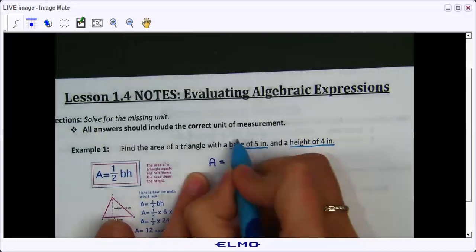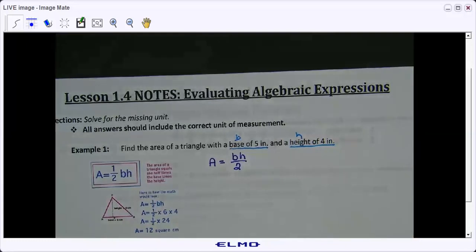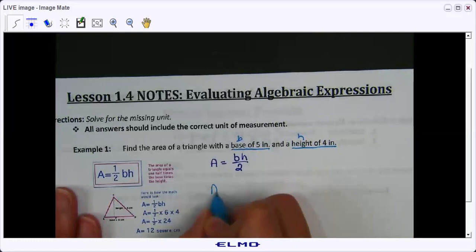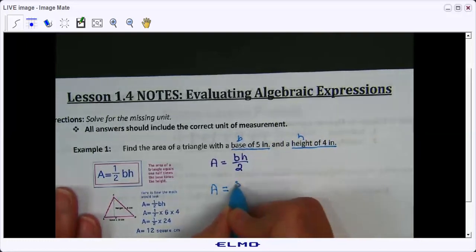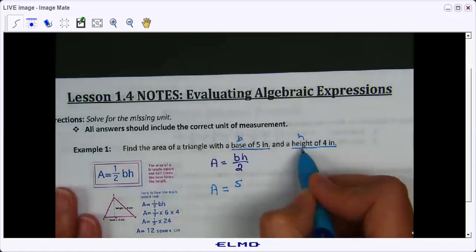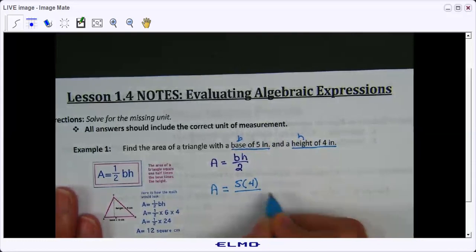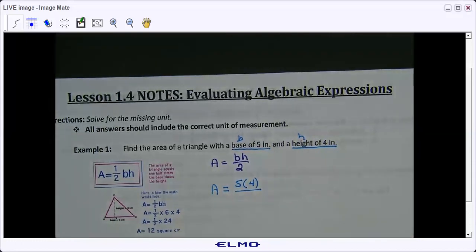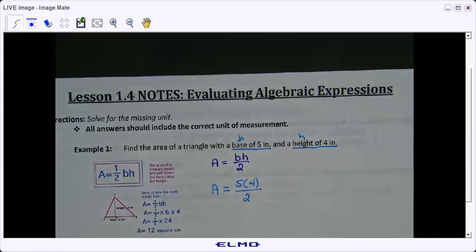So my base is B, my height is H. I'm just going to plug in those values into the formula. So I now have area equals base, which they give me as 5, times height, which they give me as 4, and we have to multiply those together. And then I'm going to take my base times my height, and I'm going to divide it by 2. So step 1, write out your formula. Step 2, plug in your numbers.